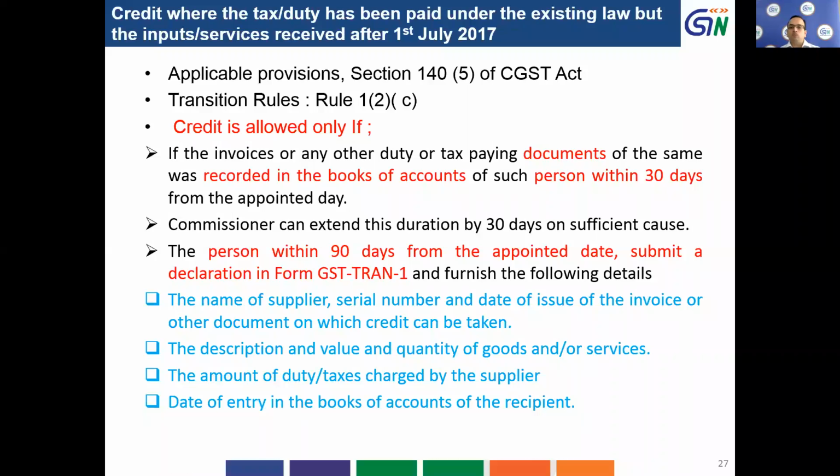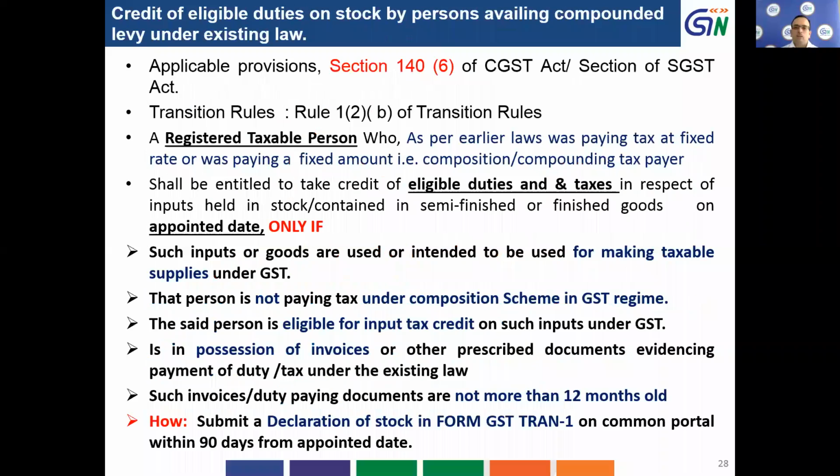He has to submit the following details: name of the supplier, description, value and quantity of the goods, amount of duty or tax charged by the supplier, and date of entry of such goods in the books of accounts of the recipient. So the recipient is declaring that these goods moved before 30 June, duty was paid on them, and they have come to him after the appointed day, and he is taking credit on them. So he has to declare such into the new regime, new tax regime.